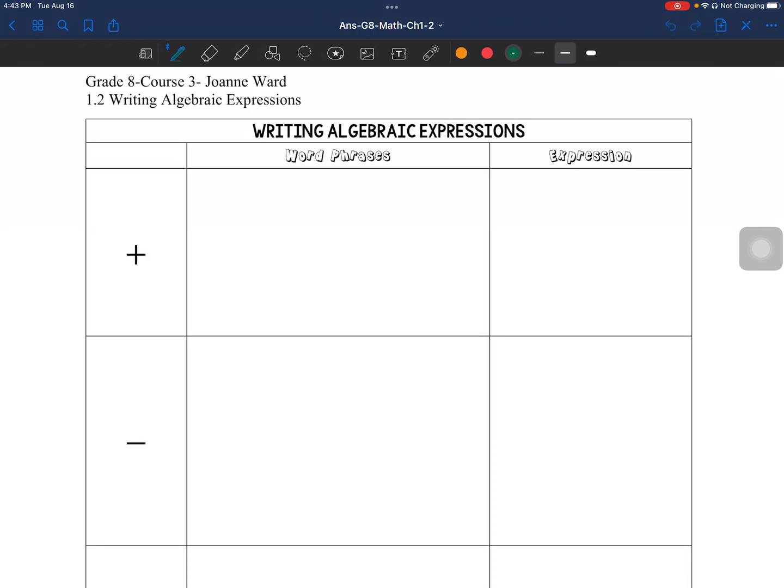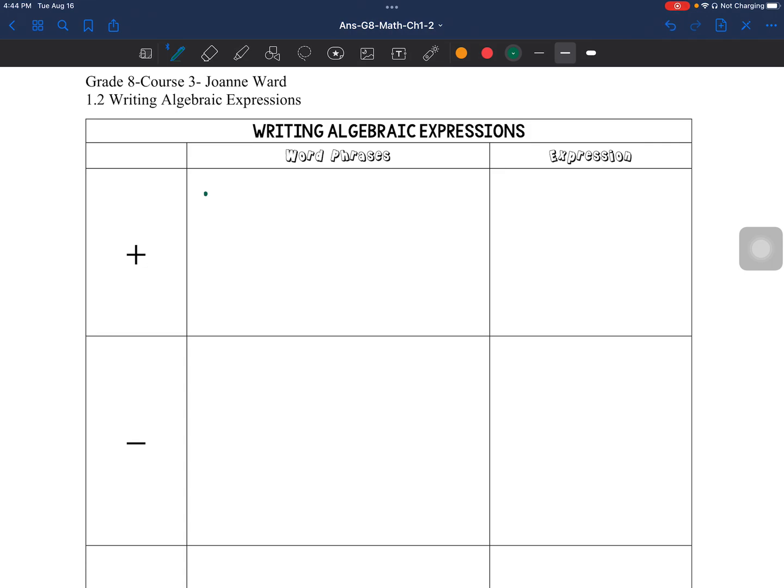Okay, so 1.2 is all about writing algebraic expressions. There are some operators: addition, subtraction, multiplication, division. In these operators, we do have word phrases that can be used for them, and we also have expressions that actually go with them. So what are some word phrases for addition?